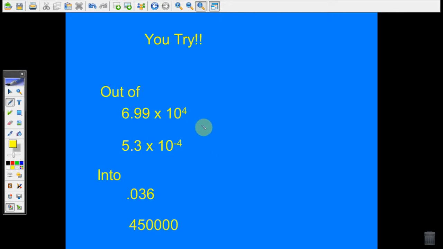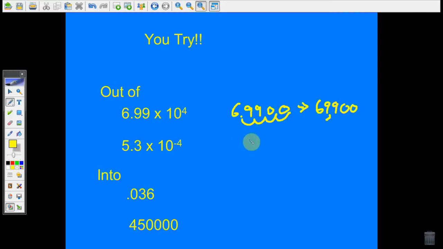Okay, let's go ahead and go over these problems quick. So we have 6.99 times 10 to the 4th. We'll write 6.99 times 10 to the 4th. This number is going to get bigger, so we're going to move to the right. 1, 2, 3, 4. We need to add zeros here. So this becomes 69,900.